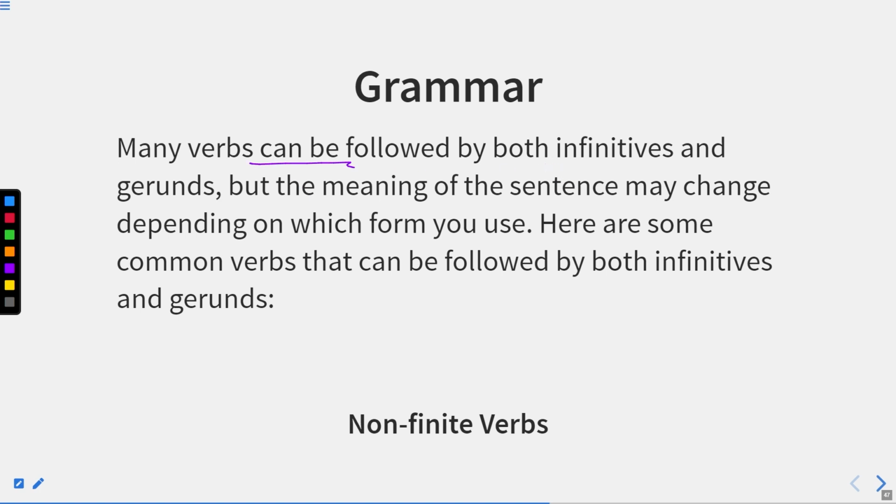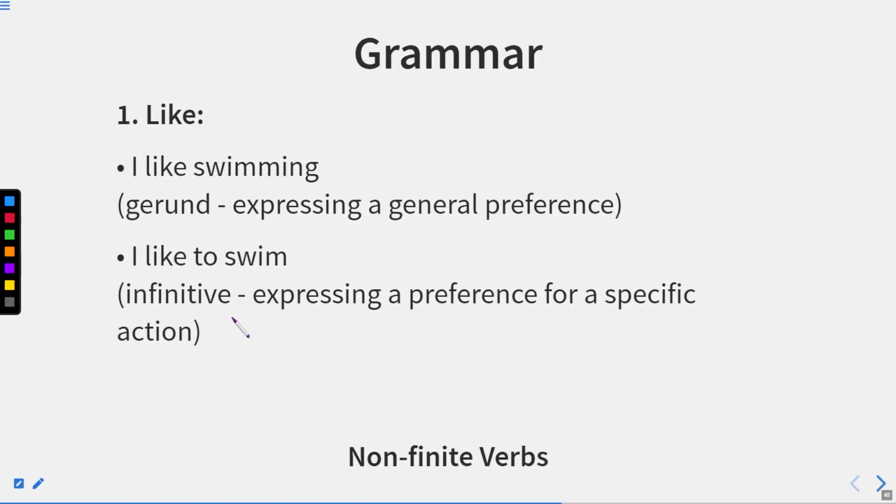Some verbs can be followed by both infinitives and gerunds, but the meaning of the sentence may change depending on which form you use. Here are some common verbs that can be followed by both. For example, if I say "I like swimming," swimming is a gerund expressing a general preference. It means this is my hobby.